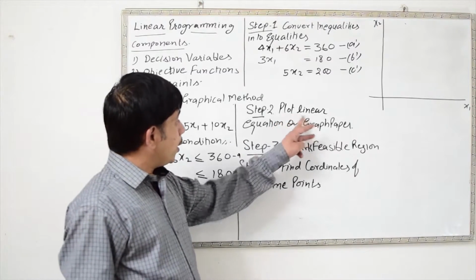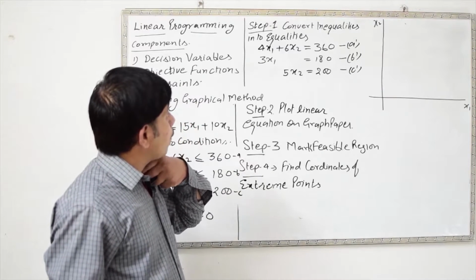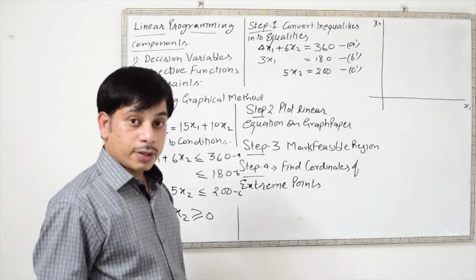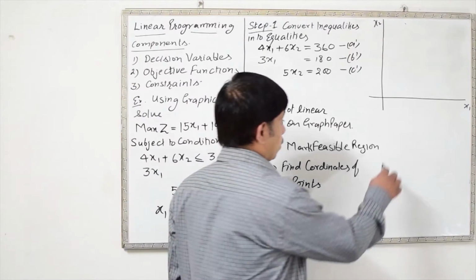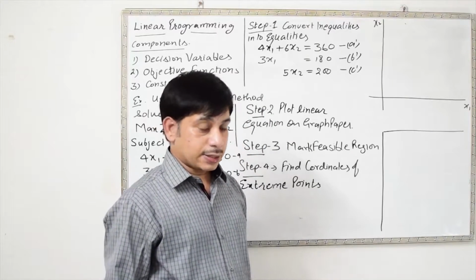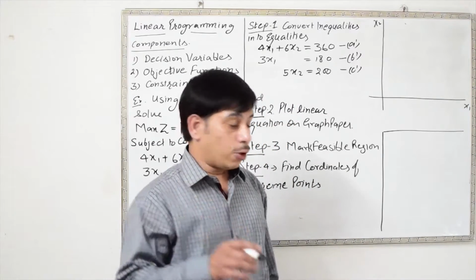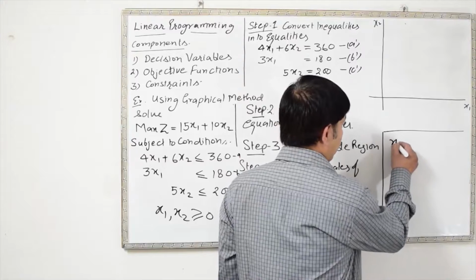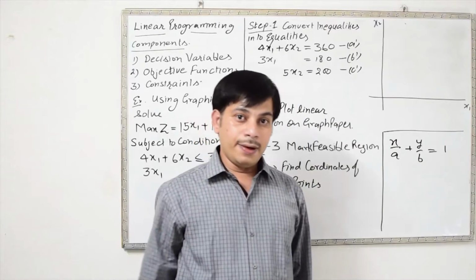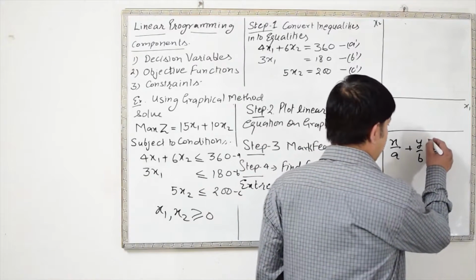The next step: plot the linear equations that we obtained in step 1 on graph paper. So we are going to plot the lines, or linear equations, on our graph paper. As we recall, we learned the procedure of drawing lines on graph paper in 10th class standard, about the plotting of a line. We had studied the intercept form, in which we have an equation of the form x upon a plus y upon b is equal to 1. In coordinate geometry, we have this kind of line, and this was known as the intercept form.